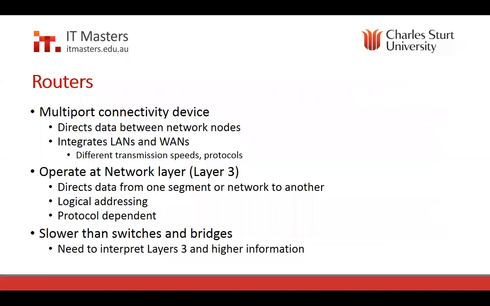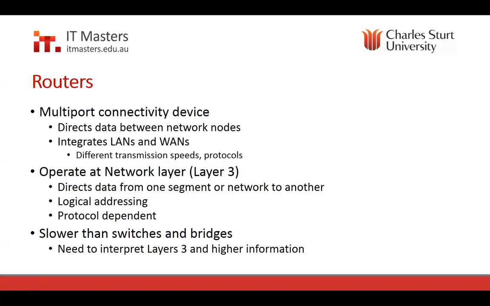So you can have on one side a 10 meg Ethernet interface and on the other have a 256K frame relay connection, or on one side you can have 100 meg Ethernet, on the other side you can have an ADSL2 link or an ATM link or a fiber link. Doesn't matter. Routers don't care. They're happy to work with anyone.